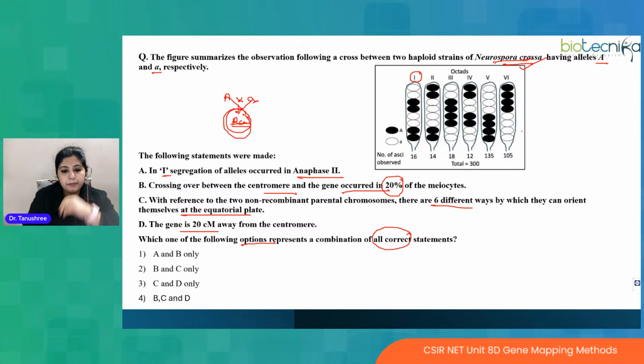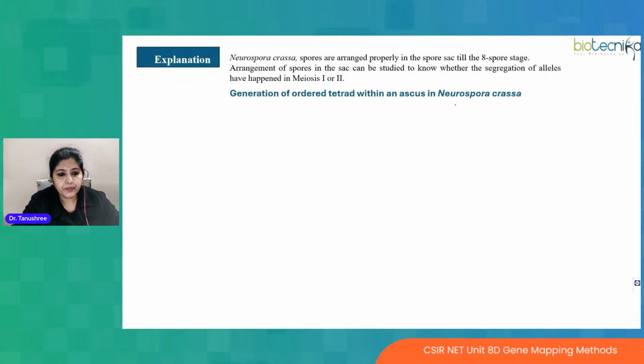And the best part of such questions, when some figure or data is given to you, is that you don't have to think out of the box, right? The data is already in front of you; you just need to learn how to analyze it. So here the figure is already given, where different octad arrangements are shown. So let's recall the concept first.